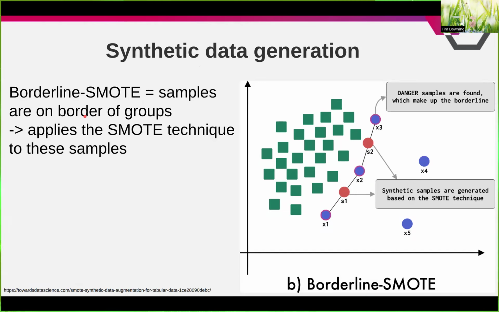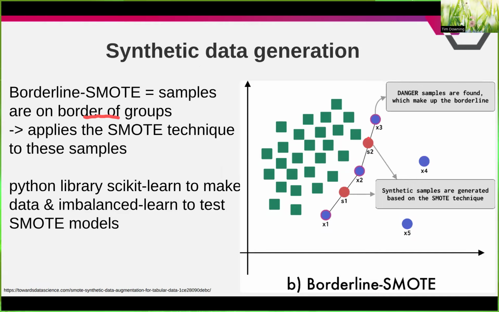And it just focuses on the borders of the point because they're the ones that really matter in terms of differentiating the two groups. And there's Python libraries we can use for that. Scikit-learn and imbalanced-learn can help us apply that.